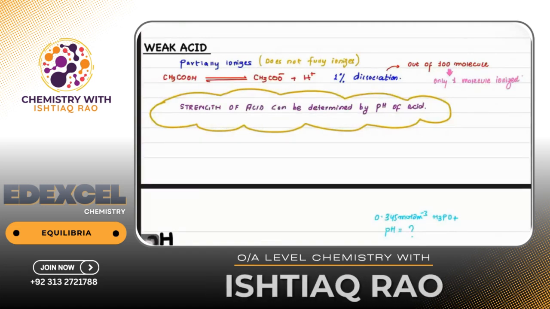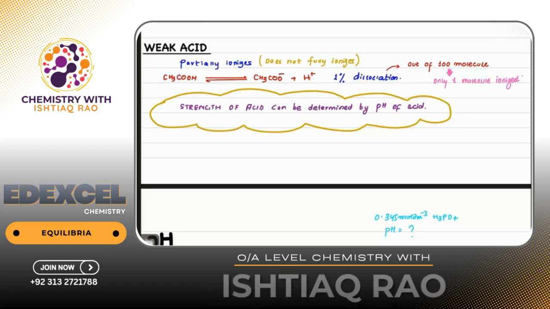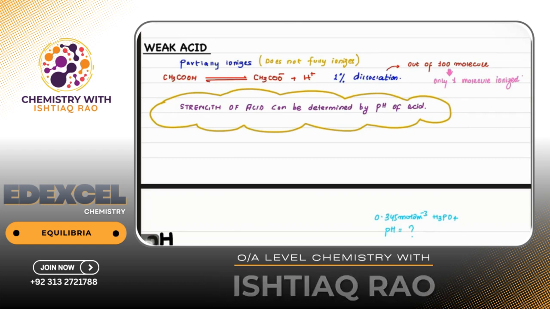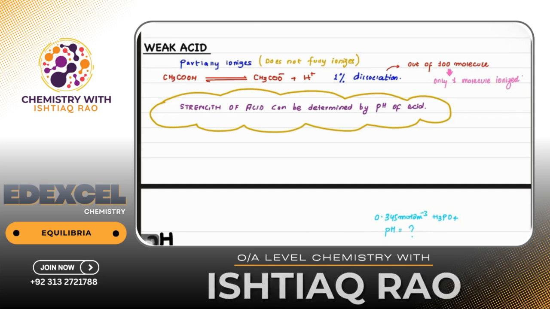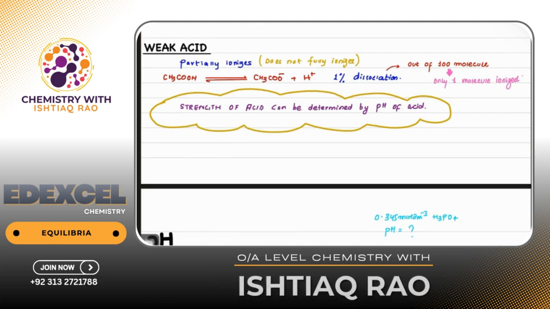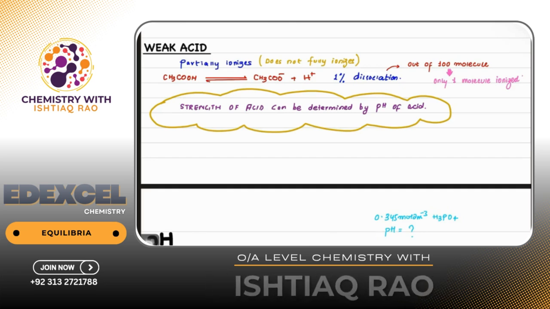So in short, what's the difference between a strong acid and a weak acid? A strong acid is one which completely ionizes, and a weak acid is one which does not fully ionize. It is also known as partially ionizing. Partially means not fully. It may be 1%, 2%, 5%, 10%, or 15%, but not fully ionized.